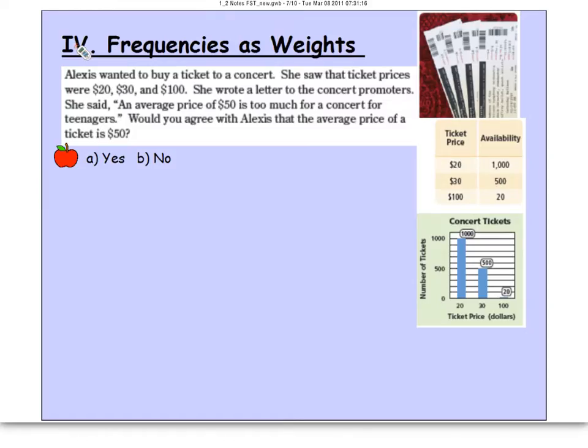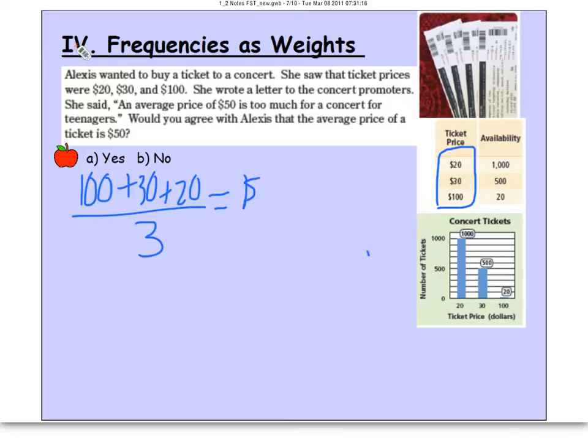Here's another way to use weighted average, but they're not specifically saying that. Alexis wants to buy a ticket to a concert. She saw that the ticket prices were $20, $30, and $100. She wrote to the concert promoters that the average price of $50 is too much for teenagers. Do you agree with her calculation? Now, where did she get the $50 from? Well, she took 100 plus 30 plus 20 and divided by 3 different types of tickets. Got 150 over 3 and said $50. Now, the problem is the amount of tickets available. They're not equally balanced. So she can't do that. That's not a valid calculation.